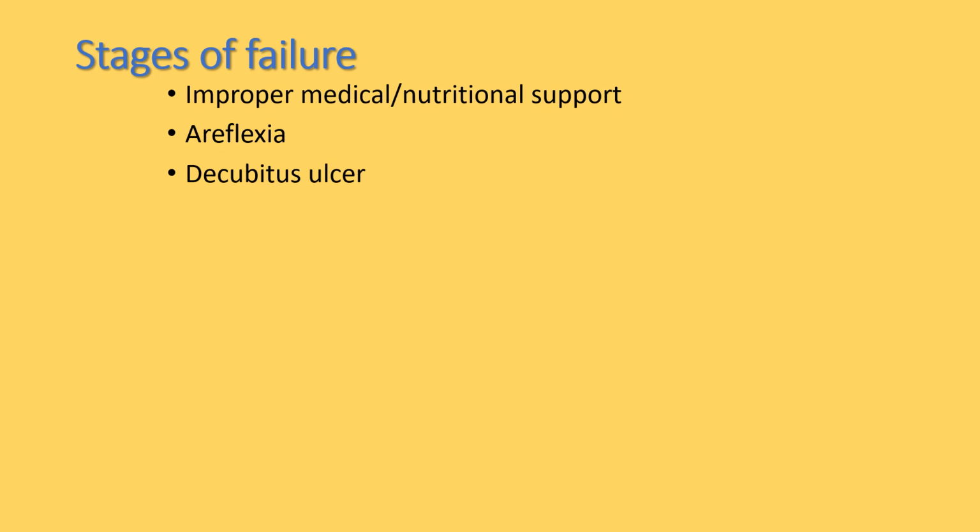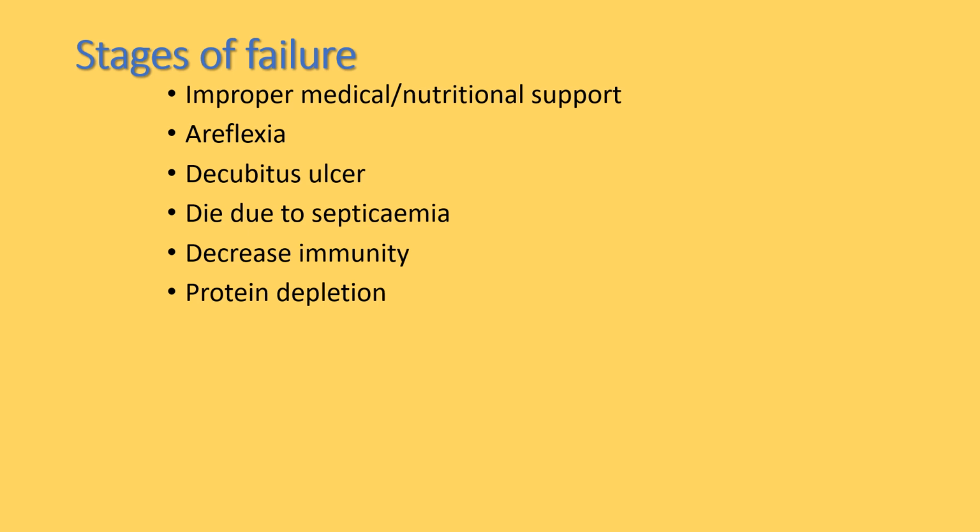It produces the decubitus ulcer. The patient dies due to septicemia, a systemic inflammatory reaction to severe infection. The infection spreads all over the body, so it produces septicemia. We have to give higher antibiotics, otherwise it produces septicemia. The patient dies due to the severe infection. In this stage, immunity is decreased very much, and protein depletion occurs in the stage of failure. So these are the 3 stages of spinal cord injury: stage of spinal shock, stage of recovery, and stage of failure.